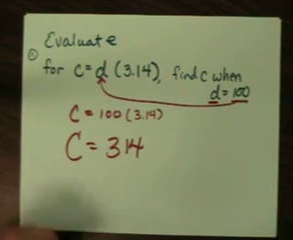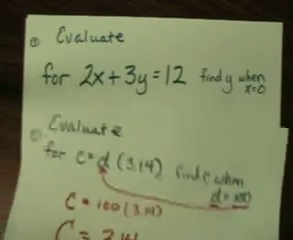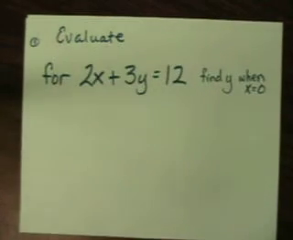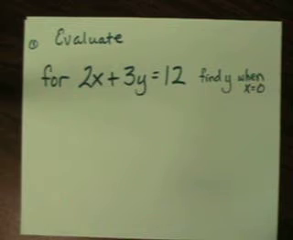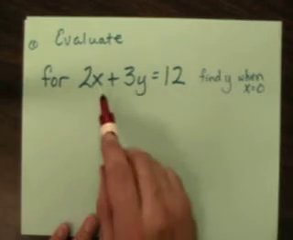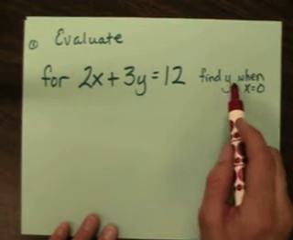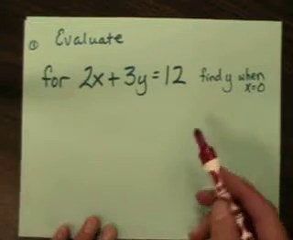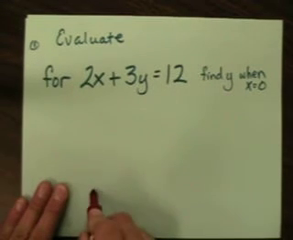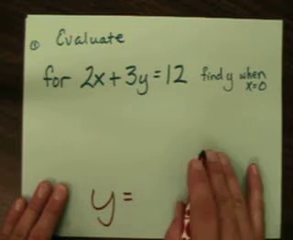On one of the other ones, they gave us a value and then asked us to solve for another value. So, on this one, they gave us the fact that 2x plus 3y equals 12, and they said find y when x equals 0. So when we get down to the bottom, our solution will be y equals something. So let's plug in the numbers.